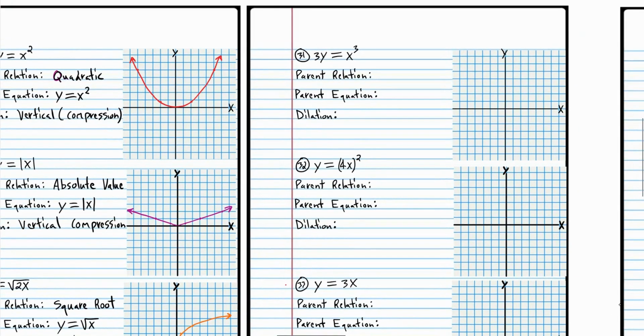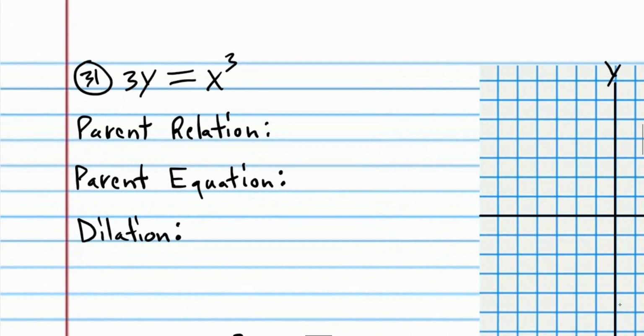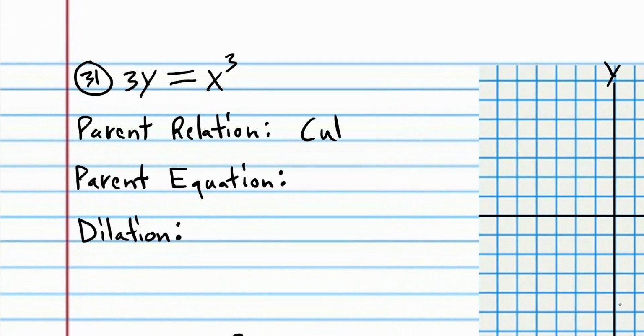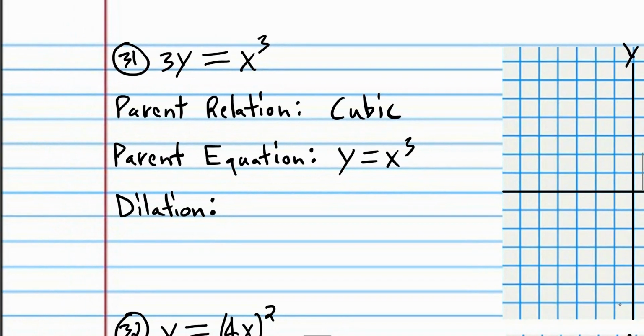Okay, we're back. The parent relation is obviously the cubic relation. The parent equation is y is equal to x cubed. This is all on your library of relations. It's a vertical dilation because we're doing something to y, and it's a compression because we're multiplying y.